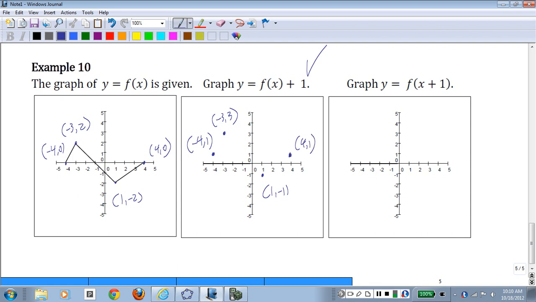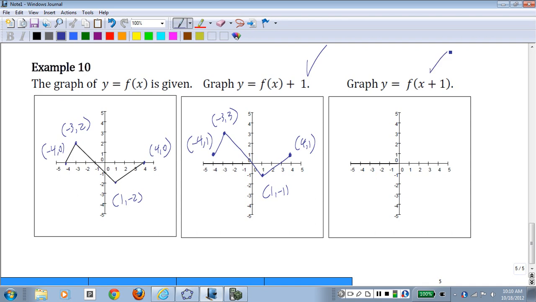Connect the dots like that, and like this. And that's the graph of y equals f of x plus 1. Just the entire graph rigidly transformed, just shifted, scooted, 1 unit up. Just like that. We have some reference points for that.